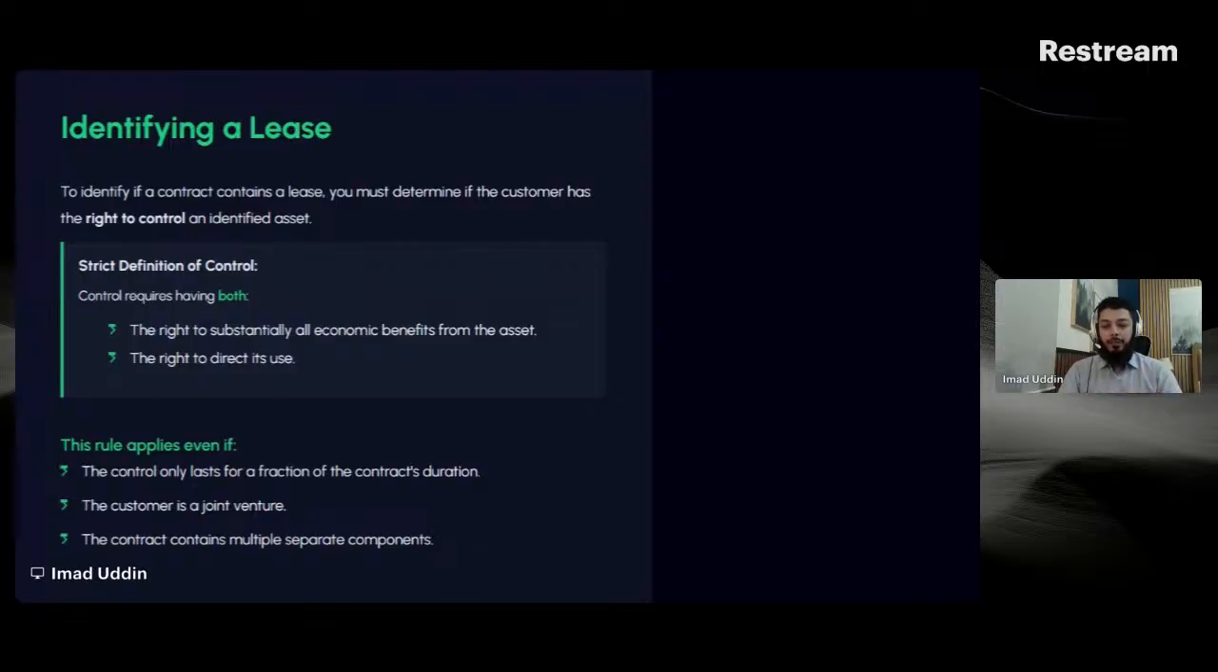And the contract may contain multiple separate components. So if there is more than one component, how do we deal with the entire lease contract? Do we identify it as a lease or not?